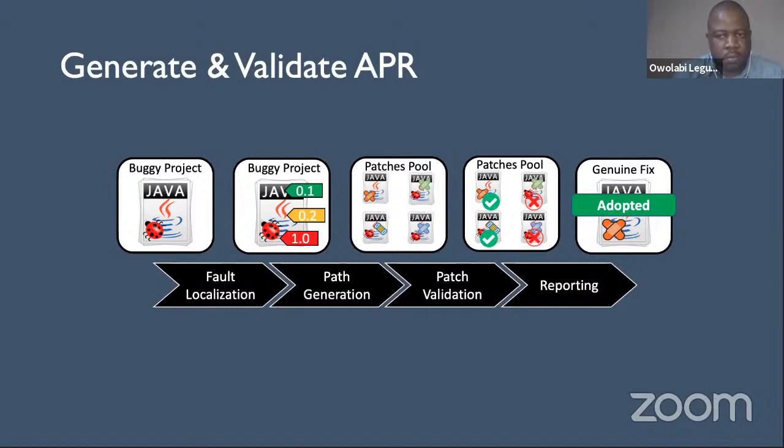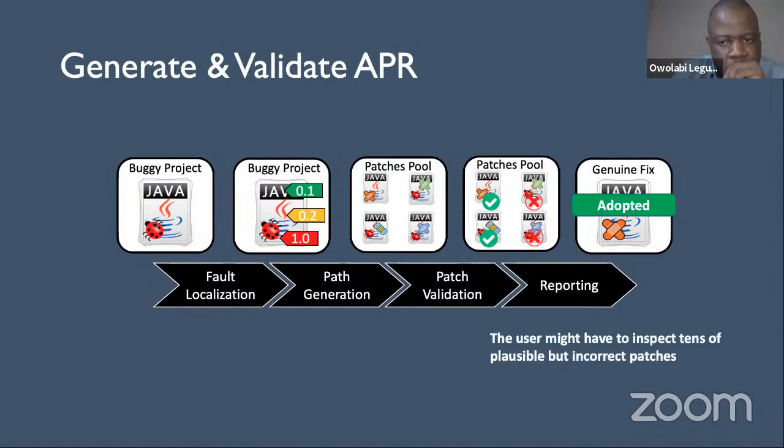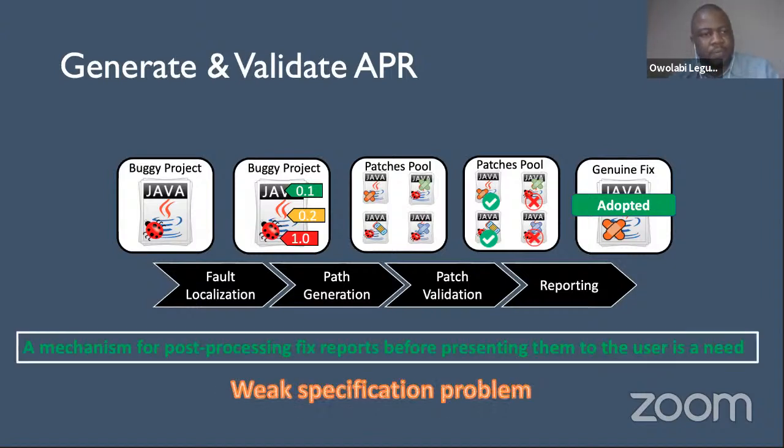Because of availability and practicality of test cases, most generate and validate APR techniques rely on test cases to validate the generated patches. However, test cases only partially specify the desired behavior of the system. And a patch that passes all the test cases doesn't mean that it satisfies the requirements of the software. Indeed, tens of the generated patches happen to pass all the test cases without actually fixing the bug. This deficiency of test cases is commonly known as the weak specification problem.